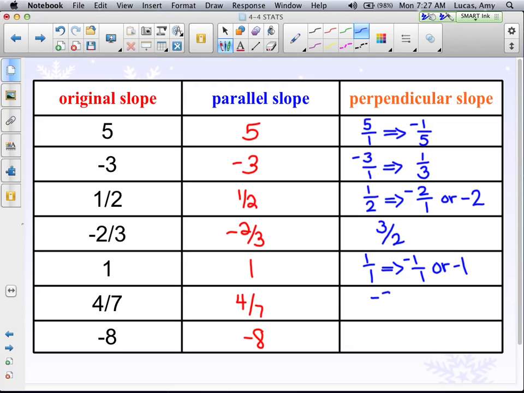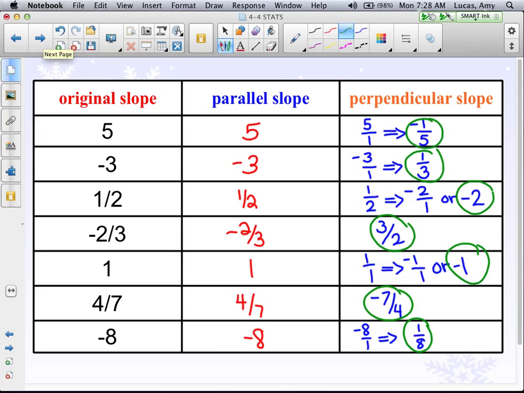The next one, pretty straightforward, -7 over 4. And the last one, if I put a 1 under it, it's going to be a positive 1/8. So, flip and change. There are two things happening with perpendicular slopes. Flip the fraction, so that's the reciprocal, and then change the sign.